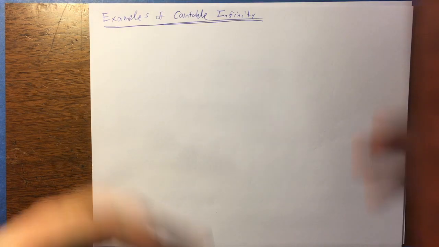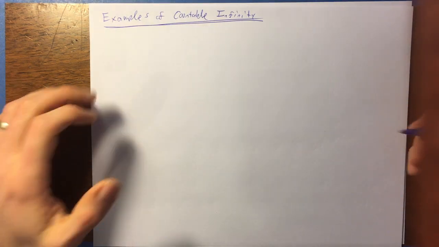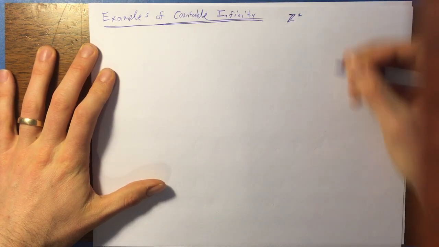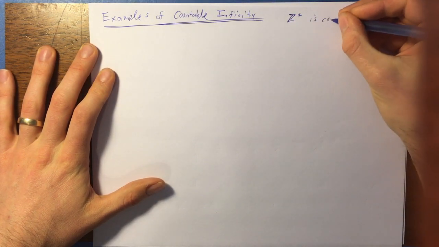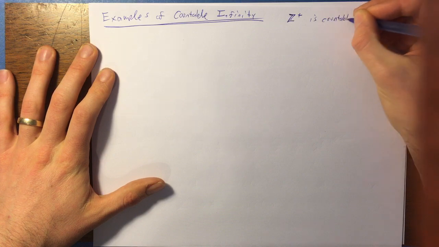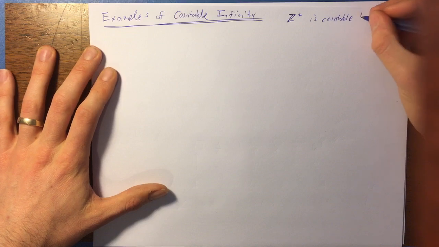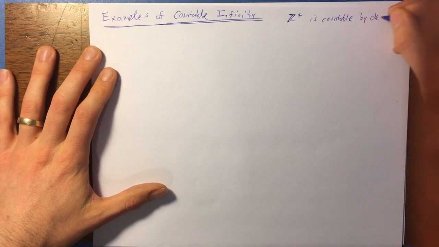Okay, so let's go over some examples of countable infinity. First of all, Z plus, the set of positive integers, is countable by definition, because it is the thing that we use to do the counting. So Z plus is countable by default, as it were. I'm going to say by definition.